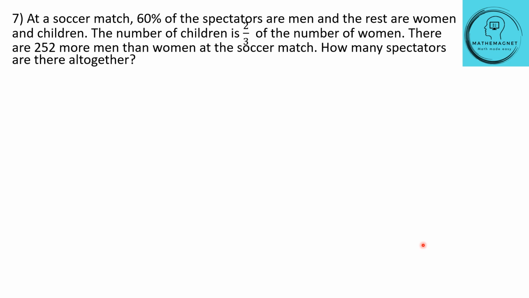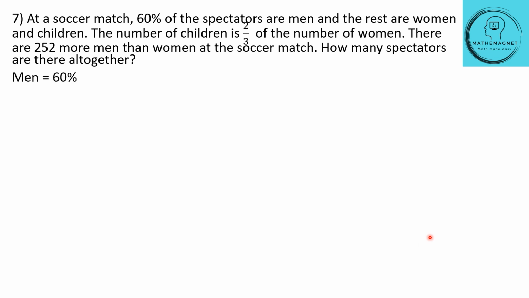So here they are saying out of a crowd, 60% are men and the rest are women and children, and the number of children is 2 by 3 of the number of women. Now they are also saying there are 252 more men than women, and now they are asking how many total spectators are there altogether. Let's draw a bar model to understand it easier.